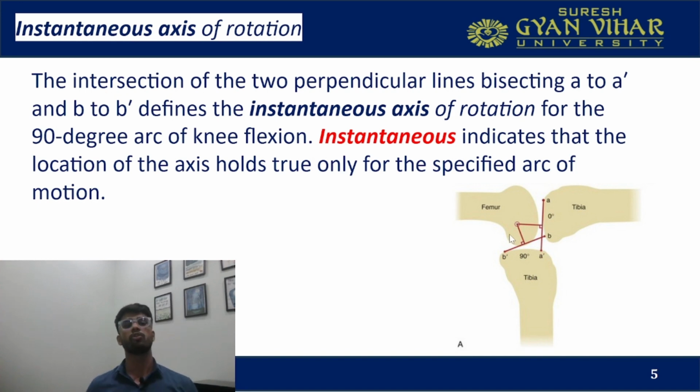So remember, what is instantaneous? It means at that point of time, what is axis of rotation of a joint? Very simple. It is that at that certain point of time where the axis of rotation lies in a joint is defined as instantaneous axis of rotation. So I hope this is clear.